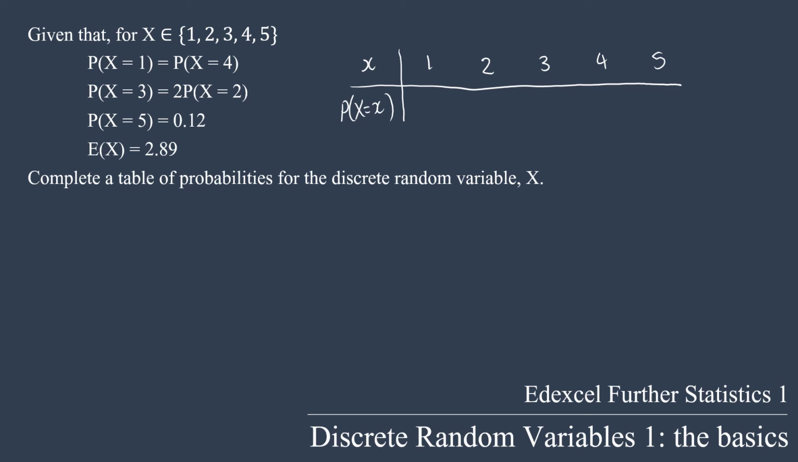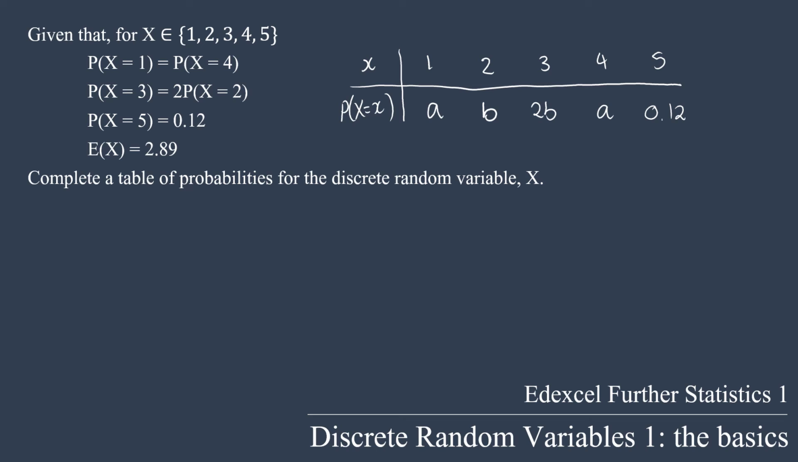So I know that the probability that x is 5 is 0.12. 1 and 4 have the same probabilities, so we could call those A. They're going to be the same as each other. And the probability that x equals 3 is twice the probability that x equals 2. So if the probability of 2 is B, then the probability of 3 is twice B.